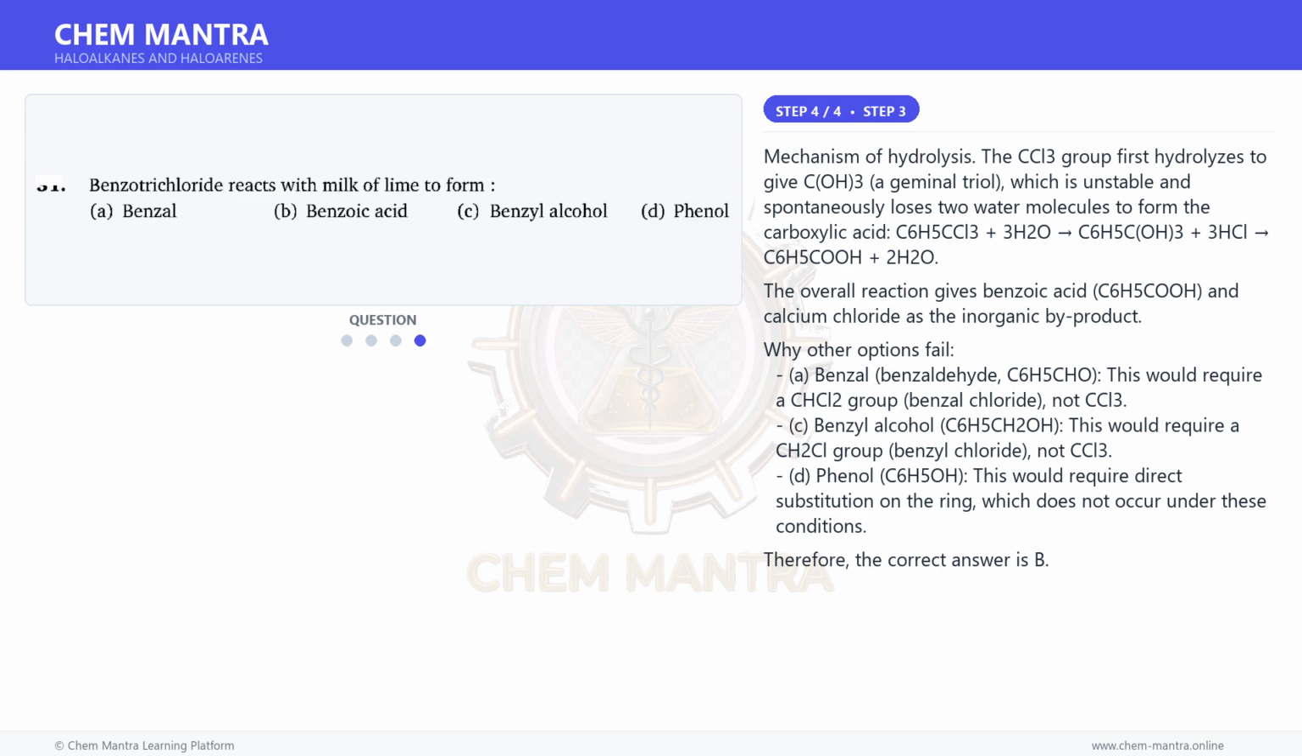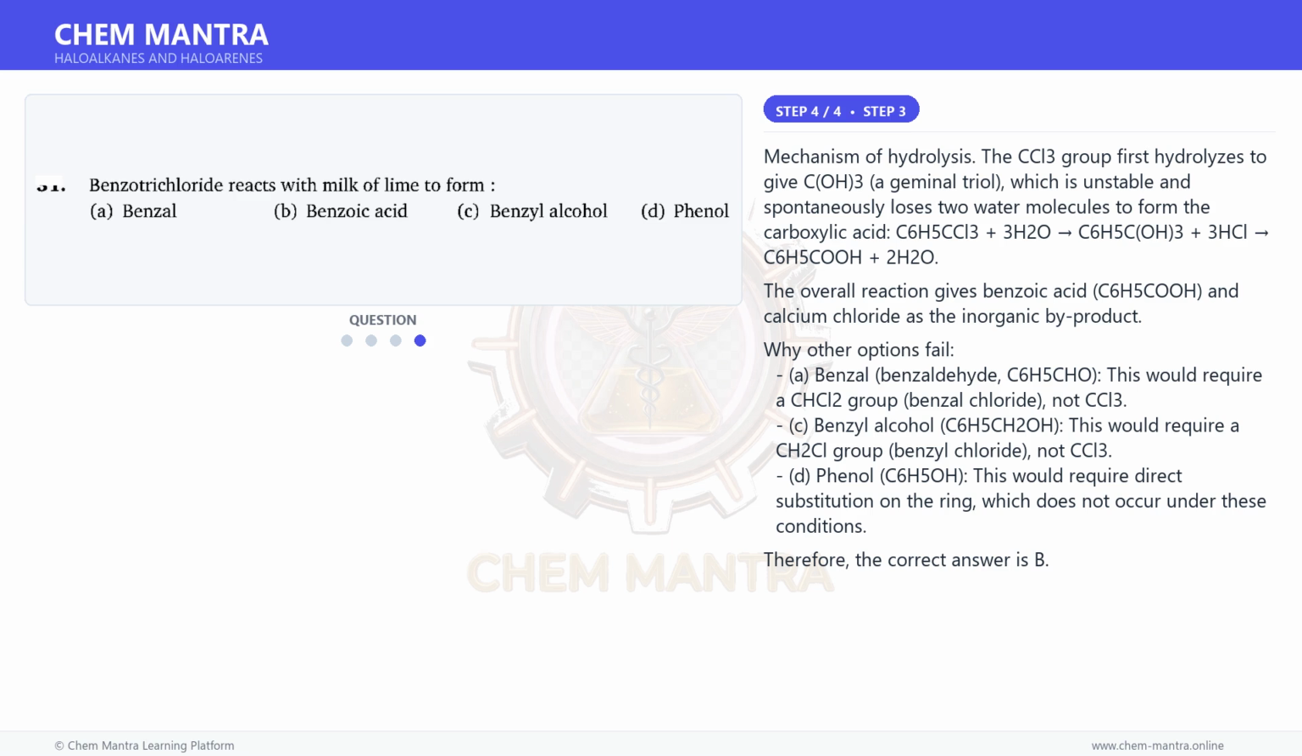C6H5CCl3 plus 3H2O gives C6H5C(OH)3, which gives C6H5COOH plus 2H2O. The overall reaction gives benzoic acid, C6H5COOH, and calcium chloride as the inorganic byproduct.